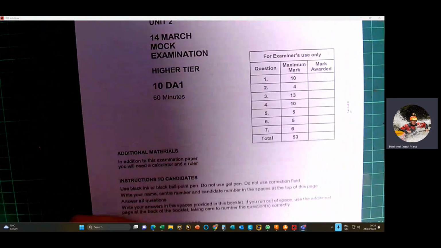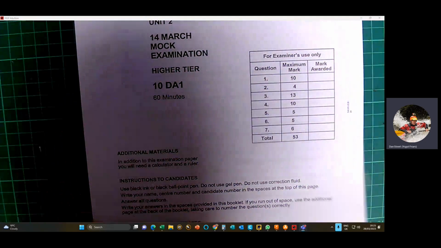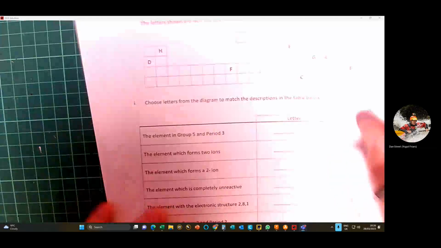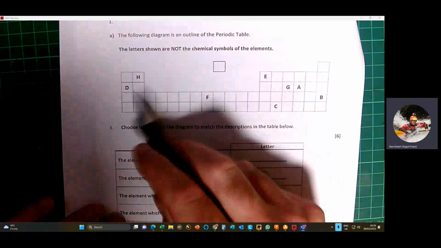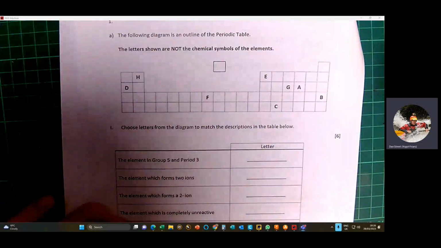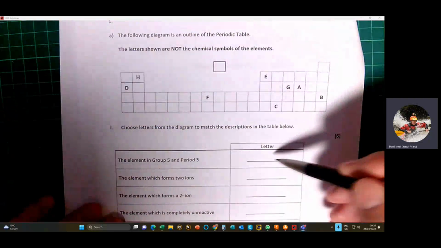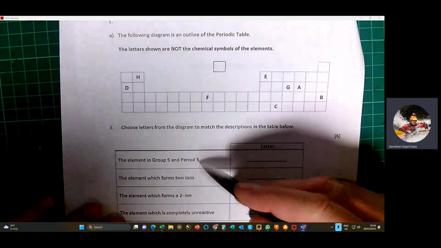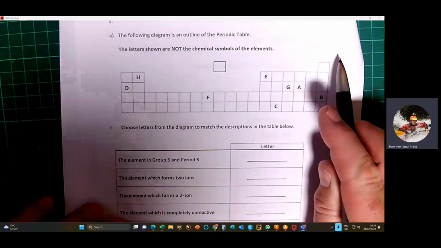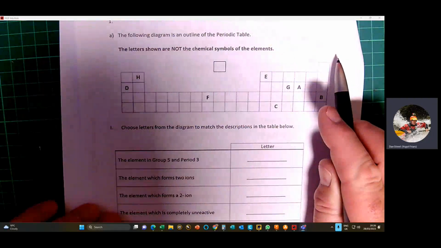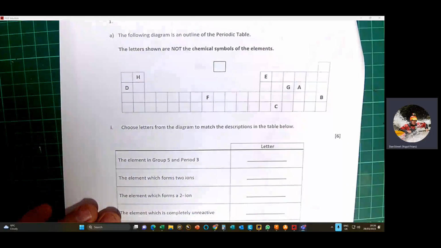Okay, so this is higher question 1, foundation question 5. So we've got here a diagram of the top section of the periodic table, and you're told that the letters in here are not the chemical symbols, and you're asked to identify a number of different elements using the descriptions here. So perhaps a good way to start this would be to label the groups, which are the columns of this table, and the periods, which are the rows.